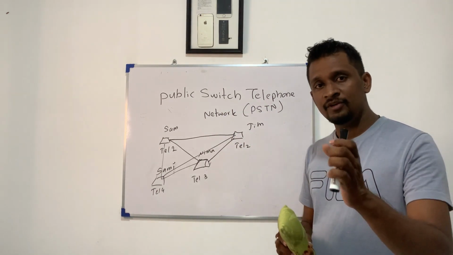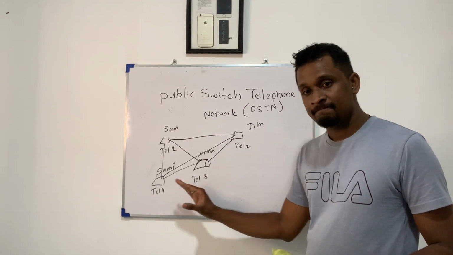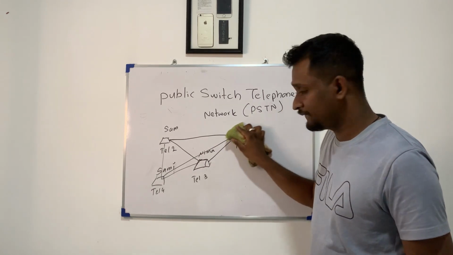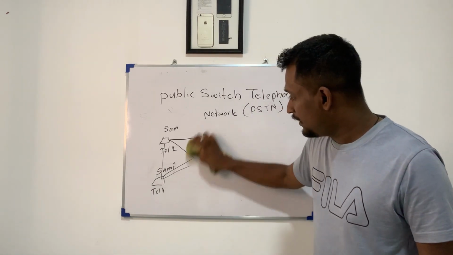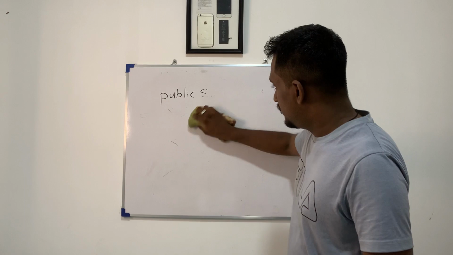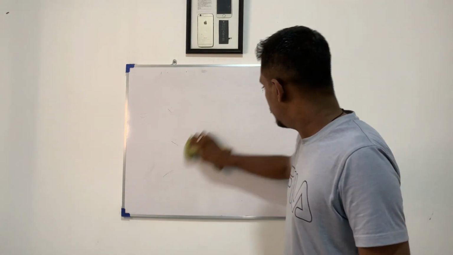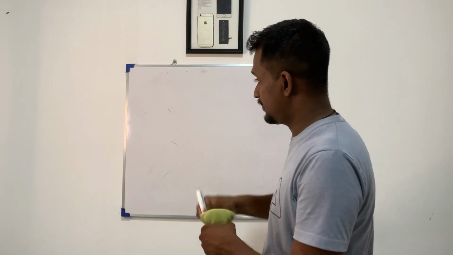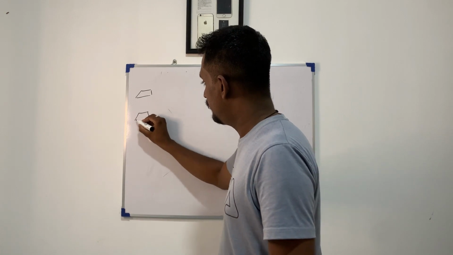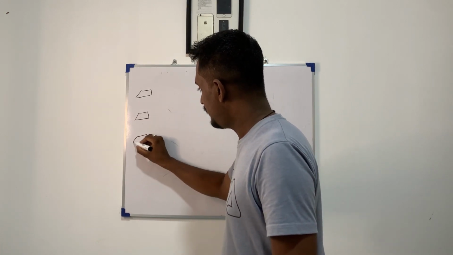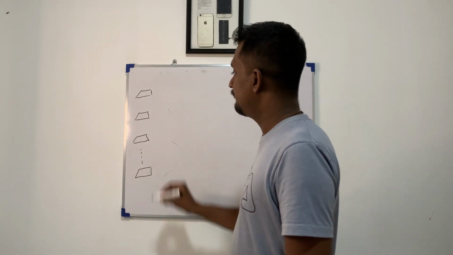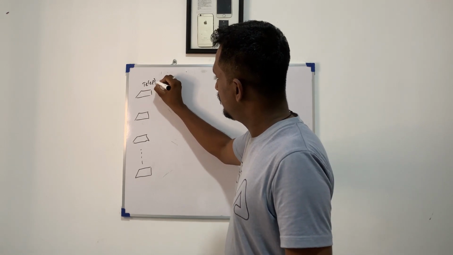In this lesson, I am going to teach you how to draw a public switch telephone network. Listen carefully and look at the board. I will draw it one by one for you. I have told you about the telephones. Here we use telephones, so I'll draw a few telephones here. This is another one, then another telephone.